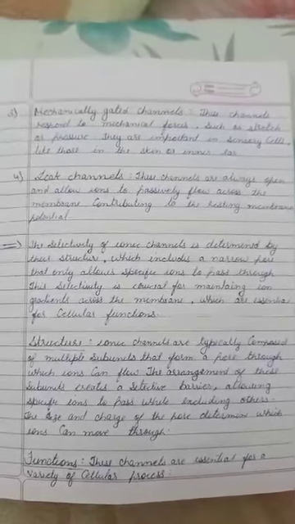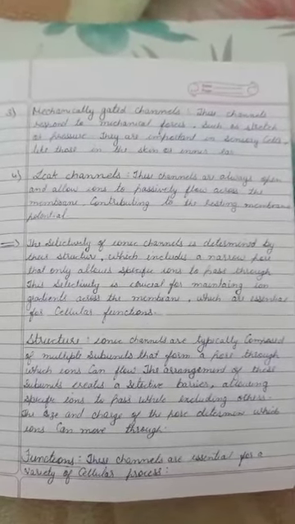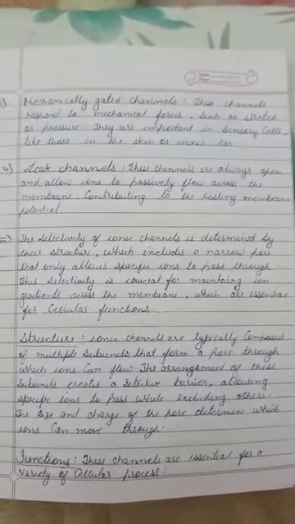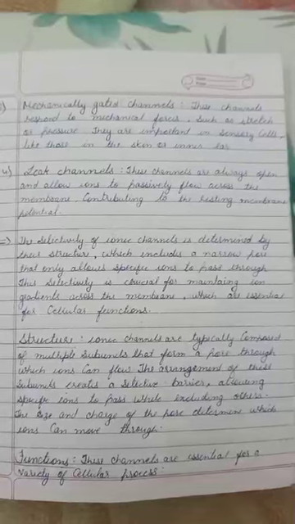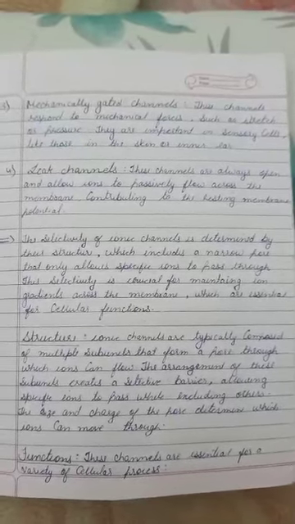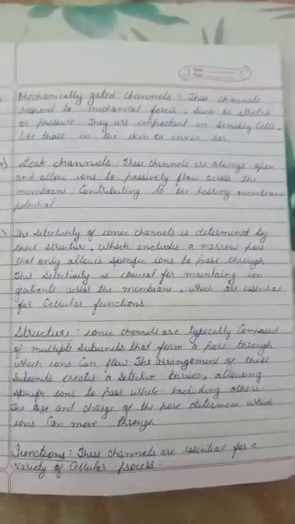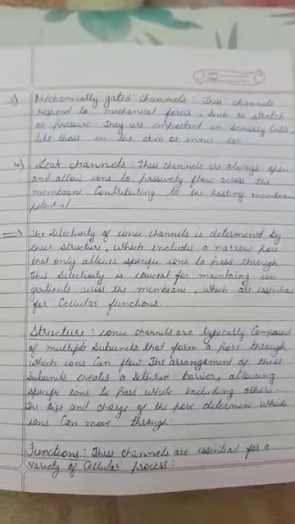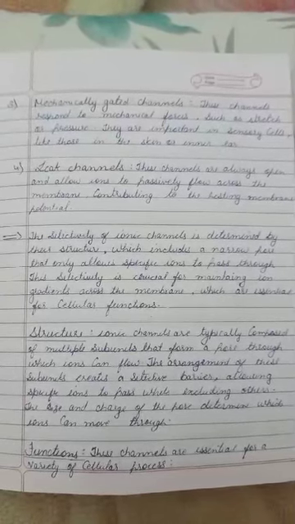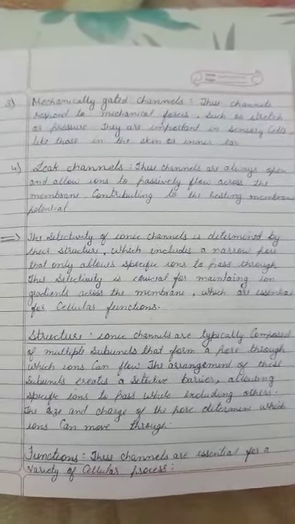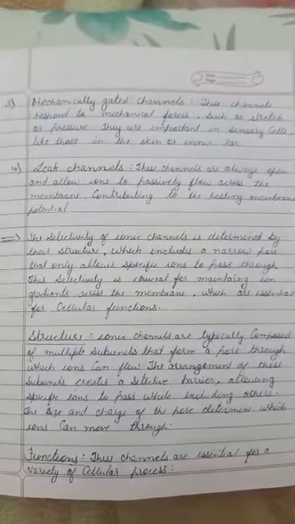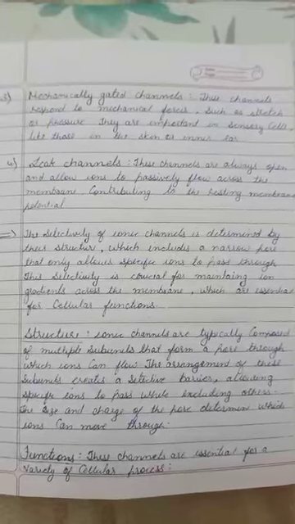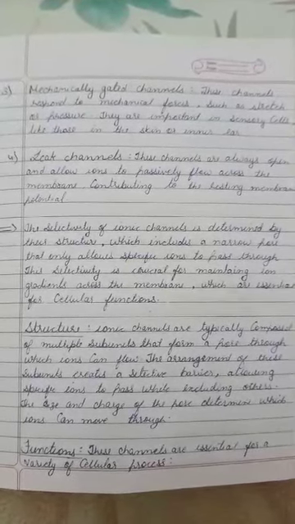In the structure, ionic channels are typically composed of multiple subunits that form a pore through which ions can flow. The arrangement of these subunits creates a selective barrier, allowing specific ions to pass while excluding others. The size and charge of the pore determine which ions can move through.